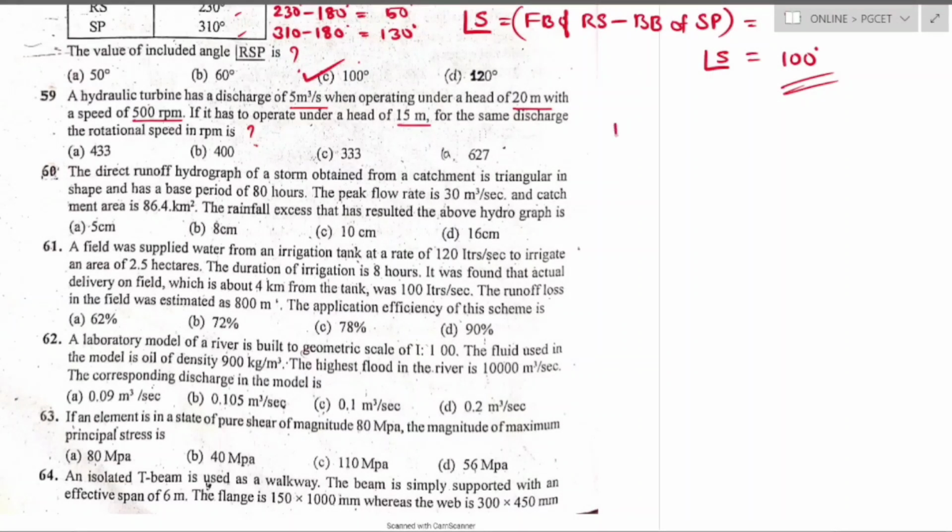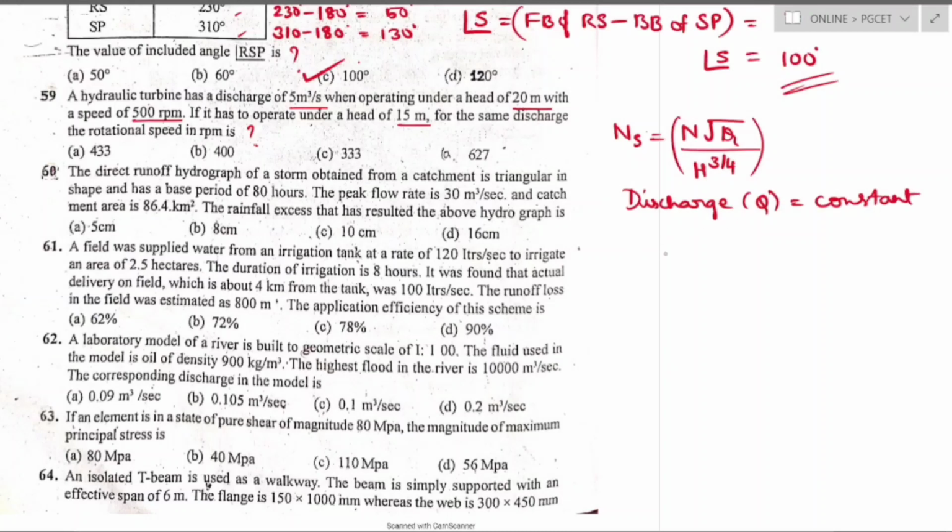We know that for a hydraulic machine, specific speed is given by N root Q by h to the power of 3 by 4. Since the discharge is constant, working under different heads, N_A by h_A to the power of 3 by 4 is equal to N_B by h_B to the power of 3 by 4.